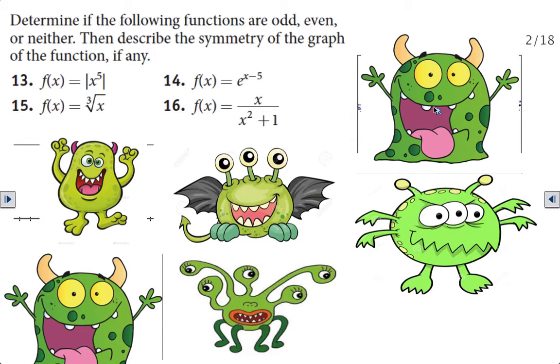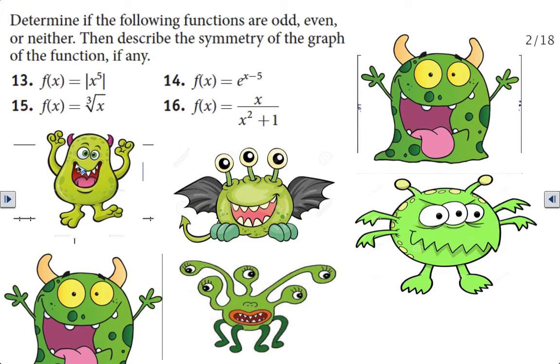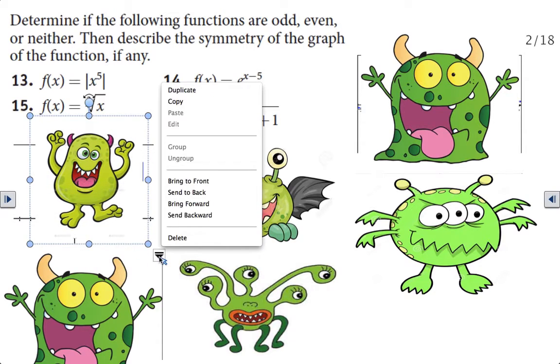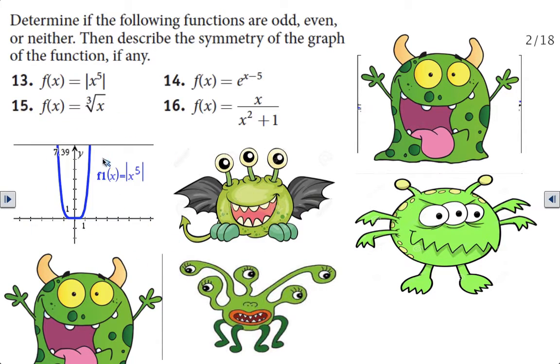When you have that type of function, the easiest thing to do would be to graph it. So I think this absolute value of x to the 5th power is right here. Yep, it's right there. So the easiest thing to do is graph it. And so this is what the graph looks like.